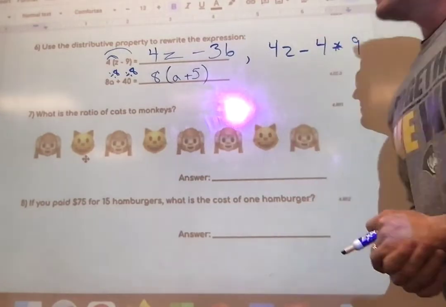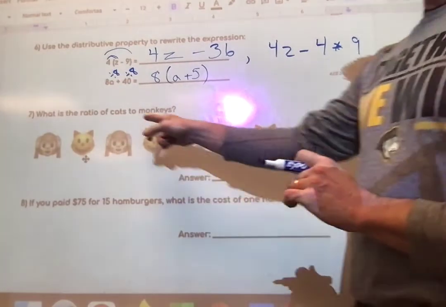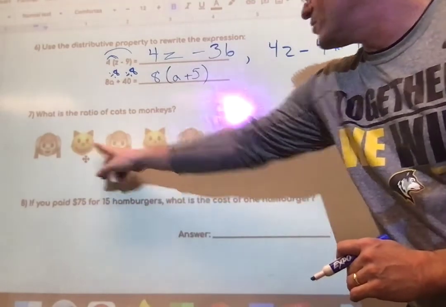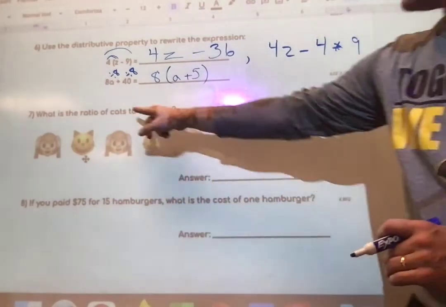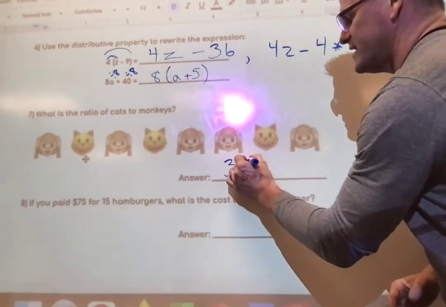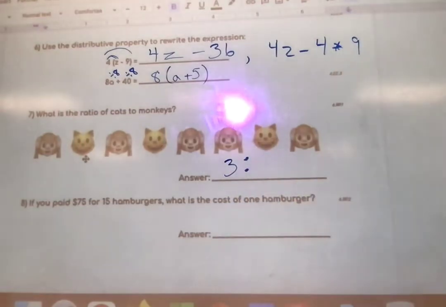Okay. Number 7, we talked about ratios. And on ratios, again, you're doing these comparisons here. So in here, I want the ratio of cats to monkeys. All right, so if I look here, I see 1, 2, 3. Remember, you got to do cats first if it asks for that. So cats, we've got 3. Remember, 2 dots here. The colon stands for ratio.